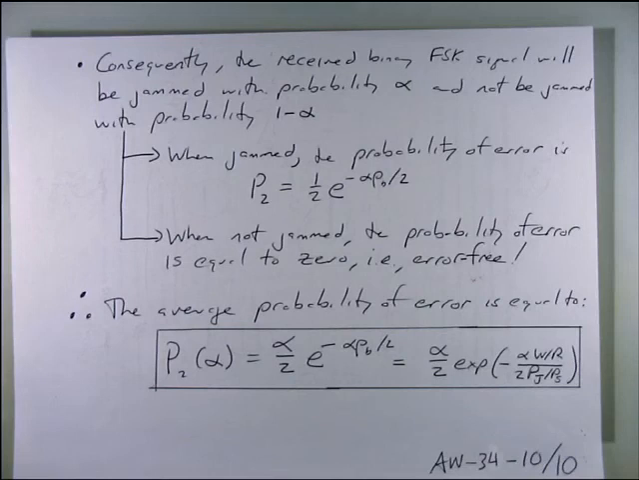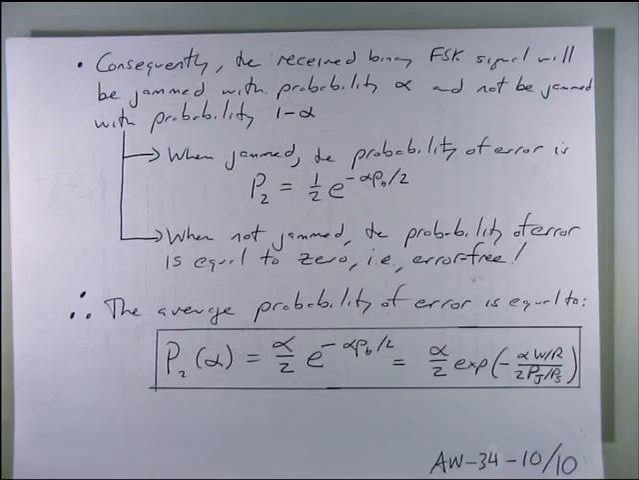Otherwise, if there's no interference in the remaining portion of those hops, I'm not being interfered with. The probability of error is zero. There is no noise, it's all signal, no noise. The SNR is like infinite.